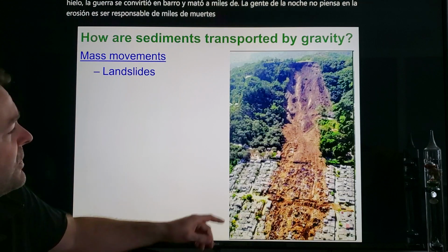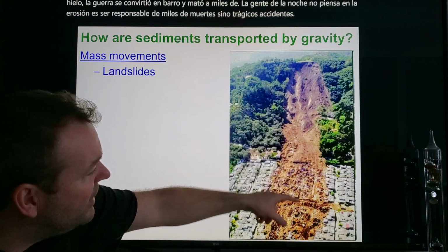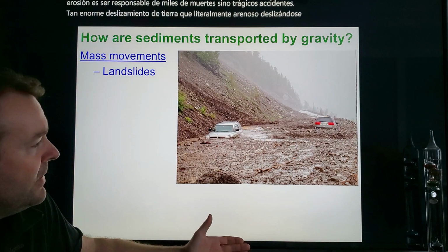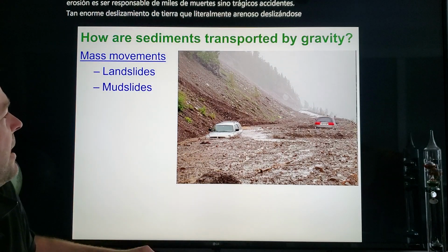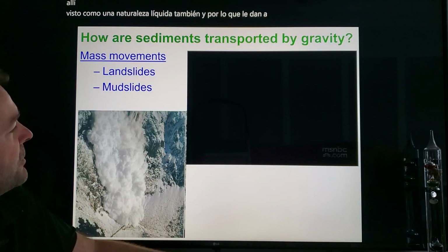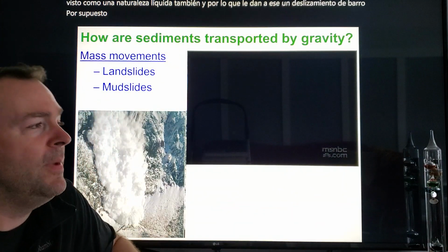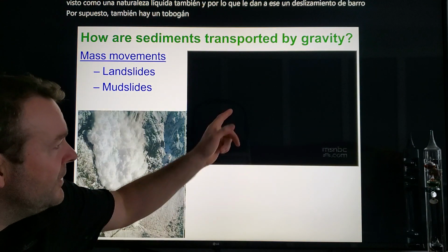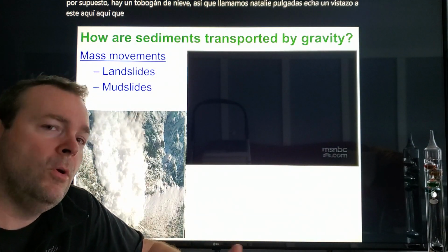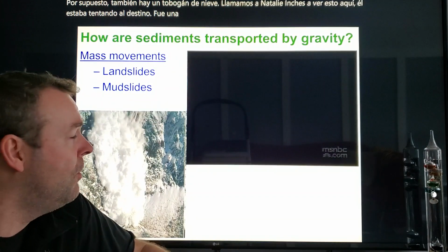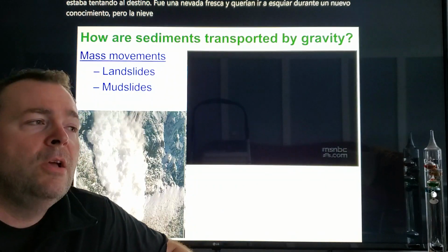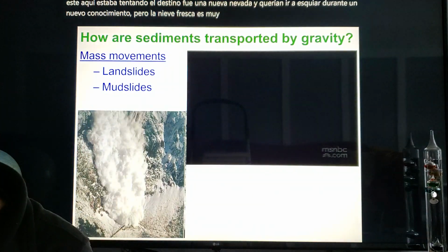So mass movements, this is called a landslide. You can literally see the land sliding downhill there. You can see there's a liquid nature to it, so they give that one the name mudslide. Of course, there are snow slides as well, right? We call them avalanches. Check out this skier here. He was tempting fate. It was a fresh snowfall, and they wanted to go skiing during a fresh snow. But fresh snow is very loose, and often an avalanche occurs. Watch what happens to this guy.